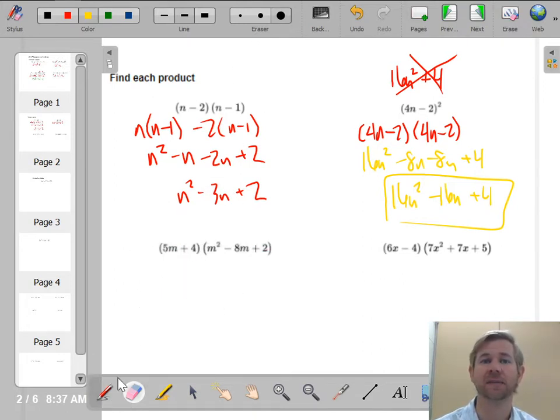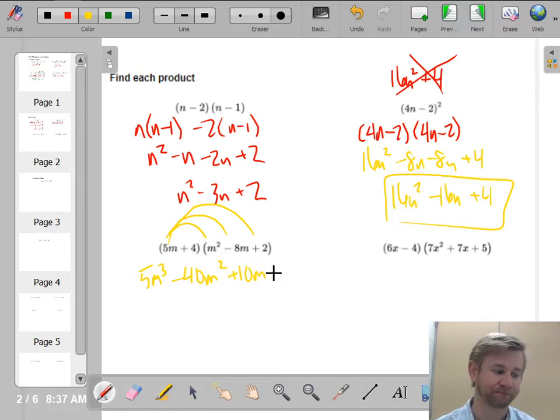So the 6 multiplications are 5m has to get distributed, so I'll do that. 5 times 1 is 5, and m times m squared is m cubed. 5m times negative 8 is negative 40. That's going to be m squared, m times m. 5m times 2 is 10m.